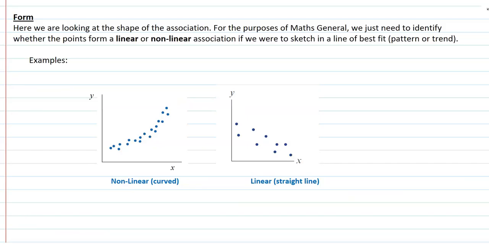When we look at the form, this is essentially looking at the shape of the association. And for the purposes of Maths General, we just need to identify whether the points are linear or non-linear if we were to look at a trend line through the points. If we have a look at these two examples, we can see that this first one has a curved trend line, if I was to draw in a line, so it's non-linear. And if we looked at the second example, I could draw a straight trend line through those data points, and that's a linear form.